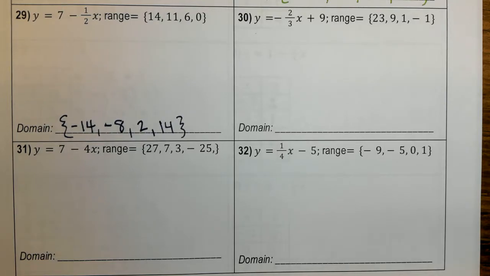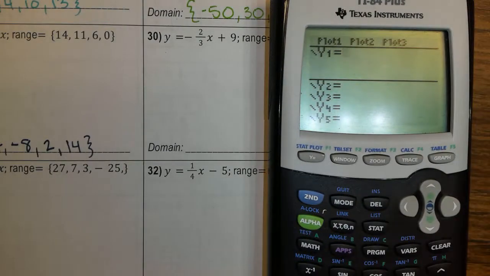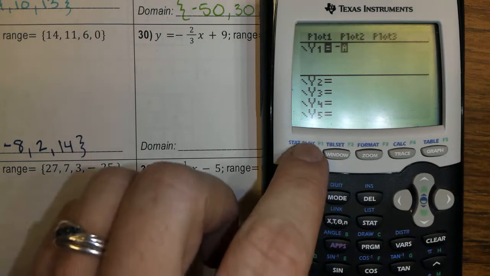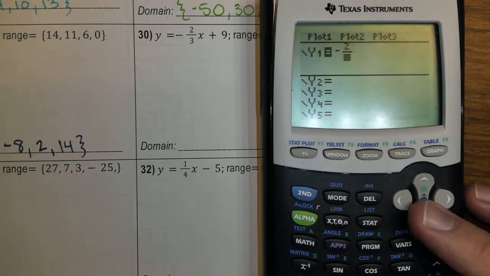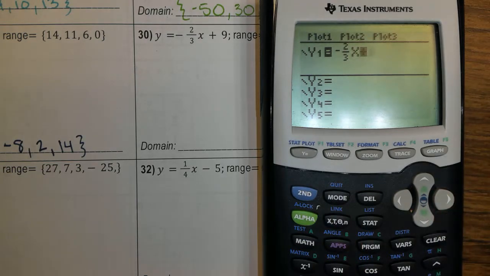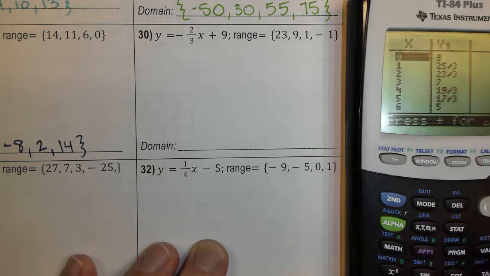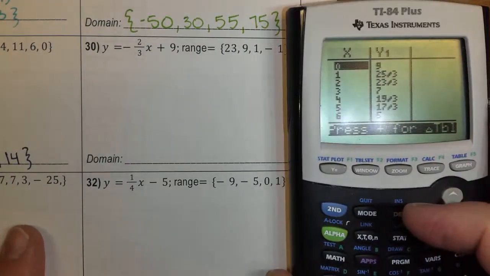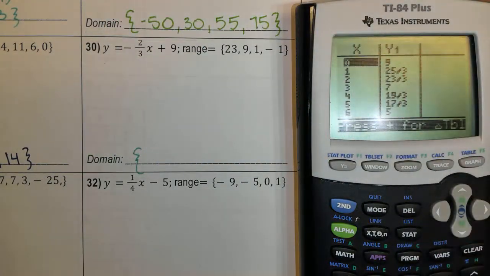Okay, so now we're on to 30. 30 is another fraction. So let's type this in. That y equals, and I do need to do negative 2, negative 2/3 x plus 9. Okay, that matches. Second graph, and now I need to find these four range values. That way I can get my domain that I need. First though, I'm going to write my fancy bracket.